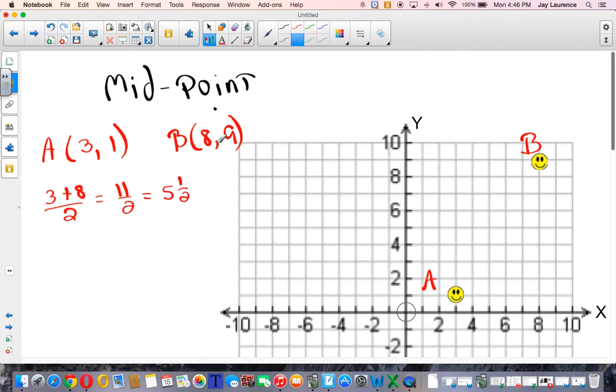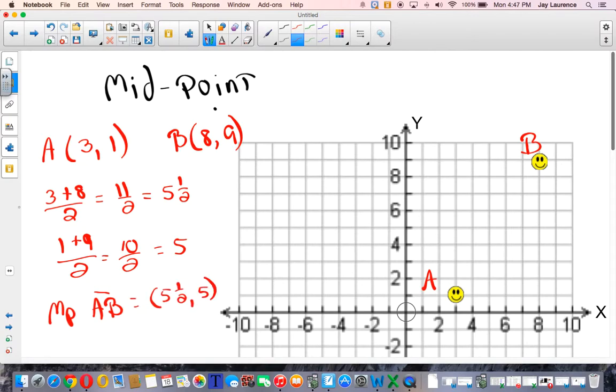Okay? To find the middle of the y's, I'll average them. 1 plus 9 divided by 2 is 10 divided by 2, which is 5. So I'm suggesting to you that the midpoint of segment AB is going to be 5.5, 5, just like that. So let's see if I'm right. Let's see how this looks.